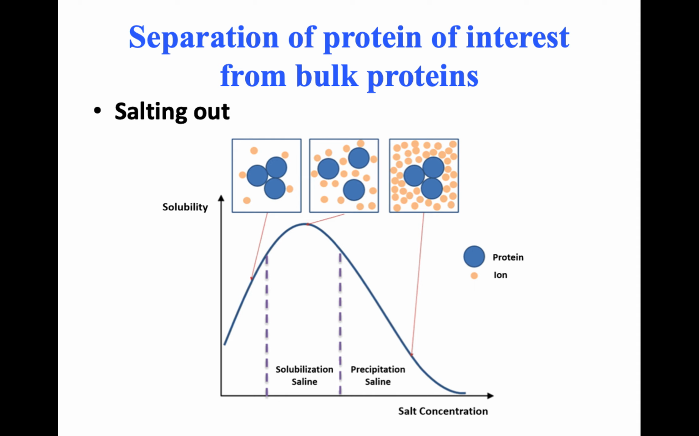The addition of ammonium sulfate at a low concentration, which increases the solubility of the proteins, is called salting in. So what is the reason for this salting in, or the increase in solubility? The addition of a small amount of ammonium sulfate is going to decrease the electrostatic interaction between the protein molecules.